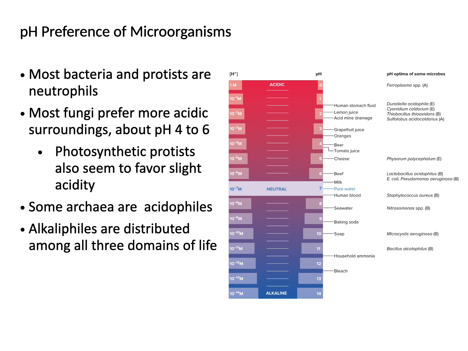There's also photosynthetic protozoans. They seem to favor slightly acidic environments. Most of our archaea are acidophiles. And then alkaliphiles, we actually see those distributed between the 3 domains of life.